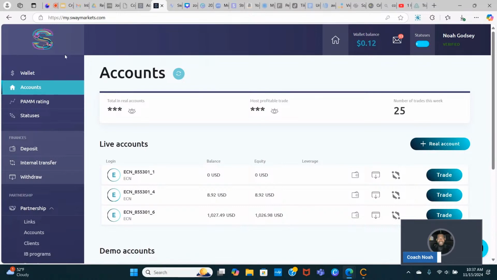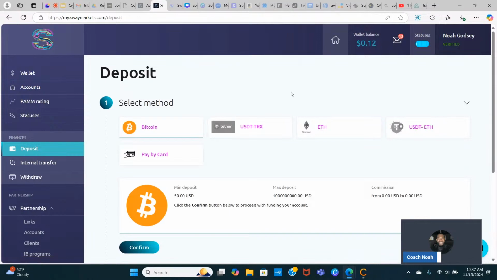Once you log in, it'll look like this here. And first thing that you want to do is deposit money into your account, right? So you want to come down here to deposit. And they have several different ways you can deposit, either pay by card or you can use cryptocurrency. The two fastest ways is probably going to be Bitcoin or pay by card.